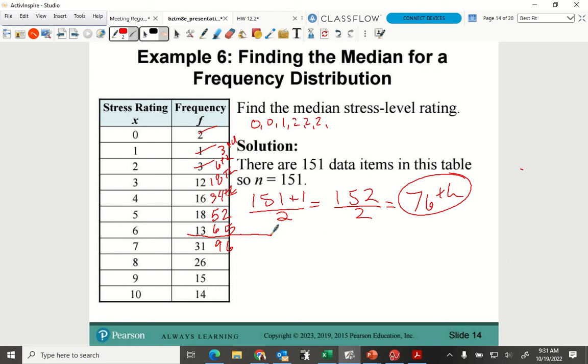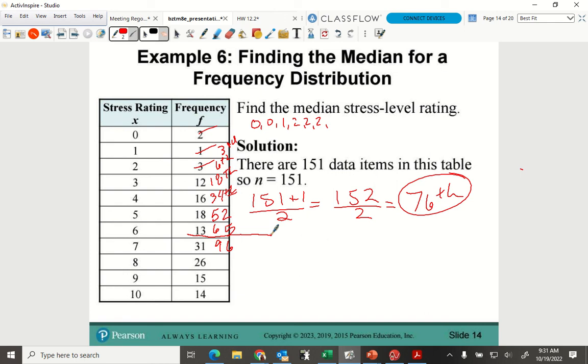And at 65th place, after that, I had 31 7s in a row, didn't I? So the 66th is a 7. The 67th is a 7. The 68th is a 7. The 69th is a 7. The 70th is a 7. 71st is a 7. Because I have 31 of these 7s in a row, don't I?